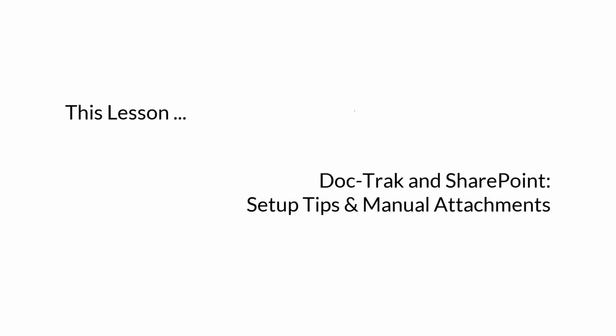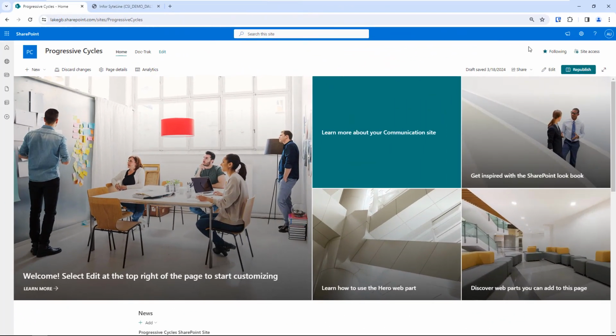In this lesson, we'll look at a few things to consider when you're setting up your SharePoint site to work with DocTrack. We'll also attach a document from our SharePoint document library to a Sightline record. This is the SharePoint site we've set up for Progressive Cycles. Let's take a few moments to see the steps I took to prepare it for use with DocTrack.